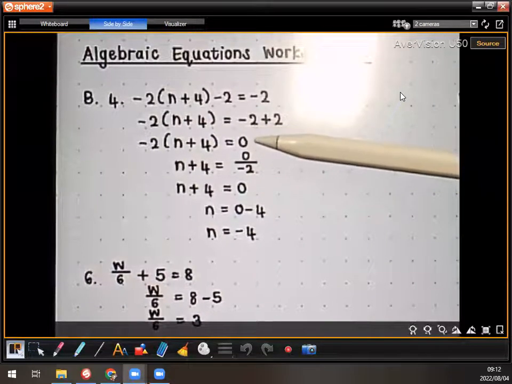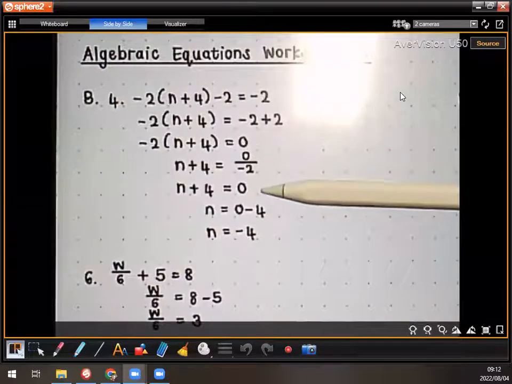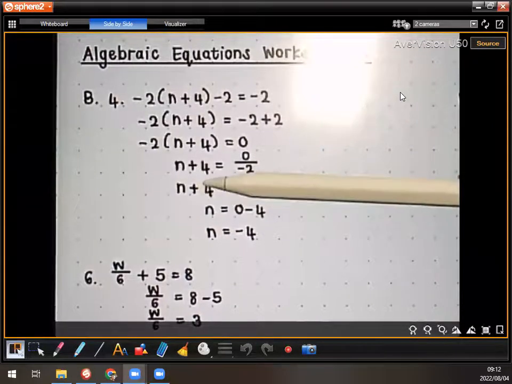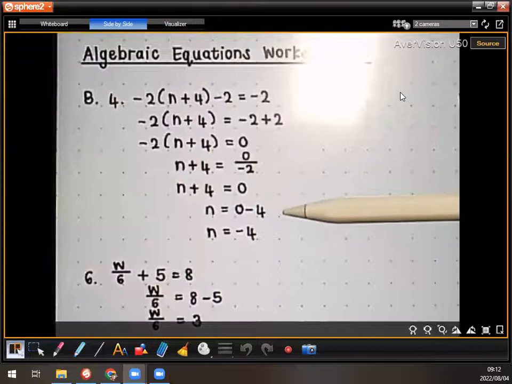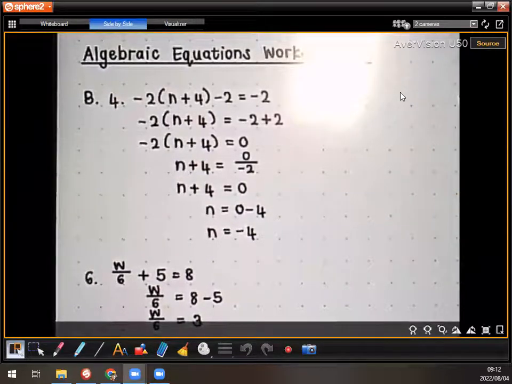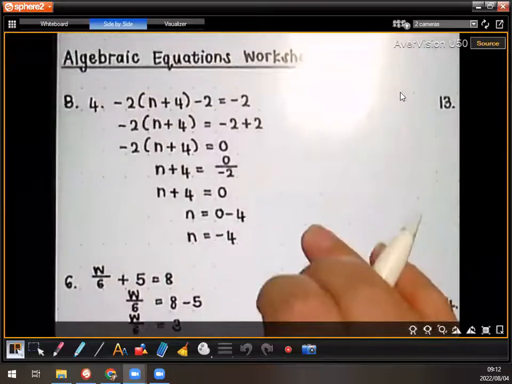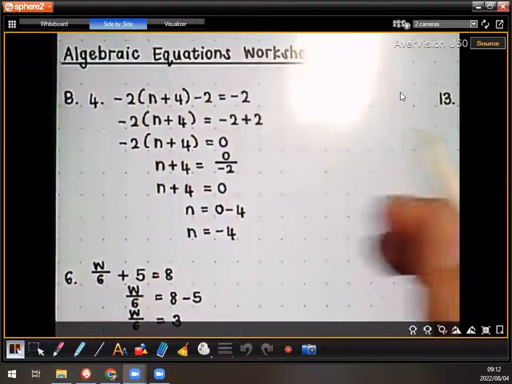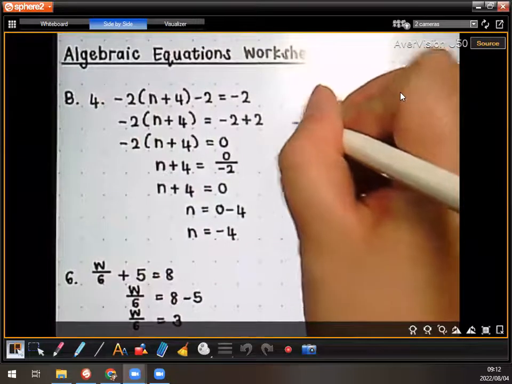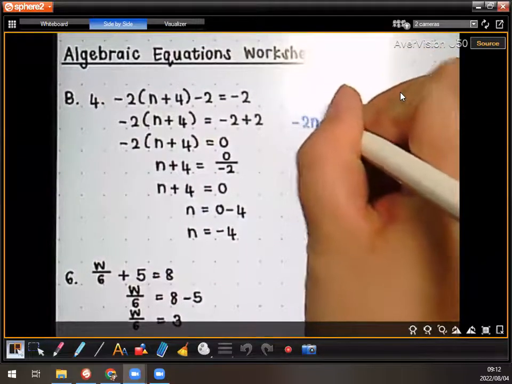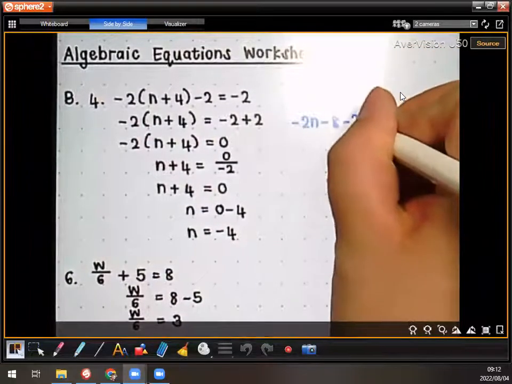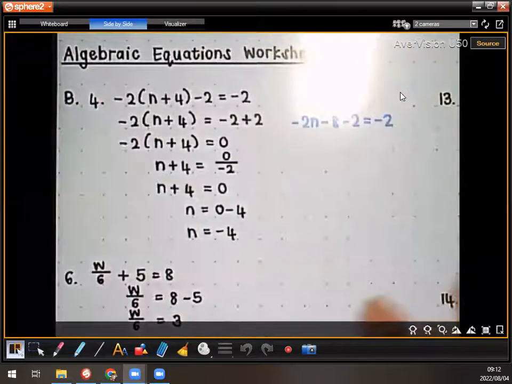Now, what is 0 divided by anything? 0. Now, what's the opposite of adding 4? Subtracting 4. So we end up with n equals negative 4. Now, just in case you did it in the method where you multiply the bracket off first, you would have said negative 2n minus 8 minus 2 is equal to negative 2.